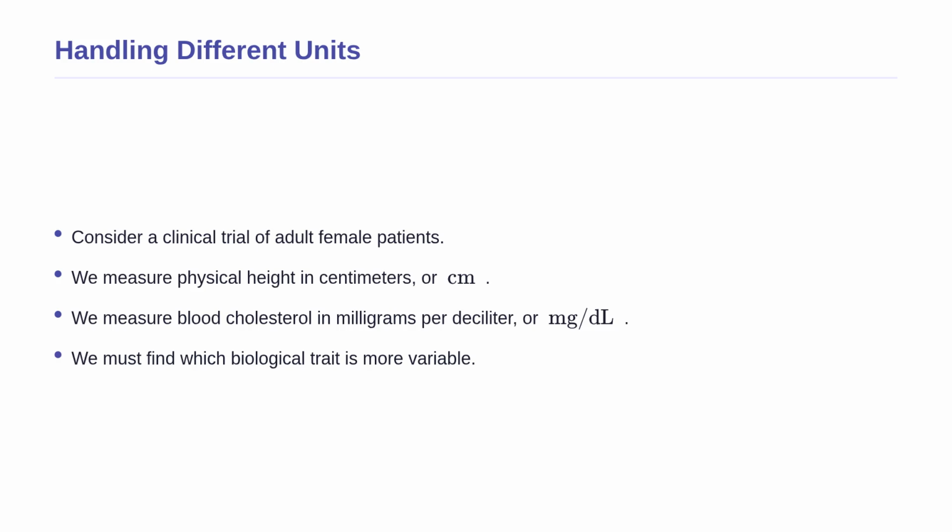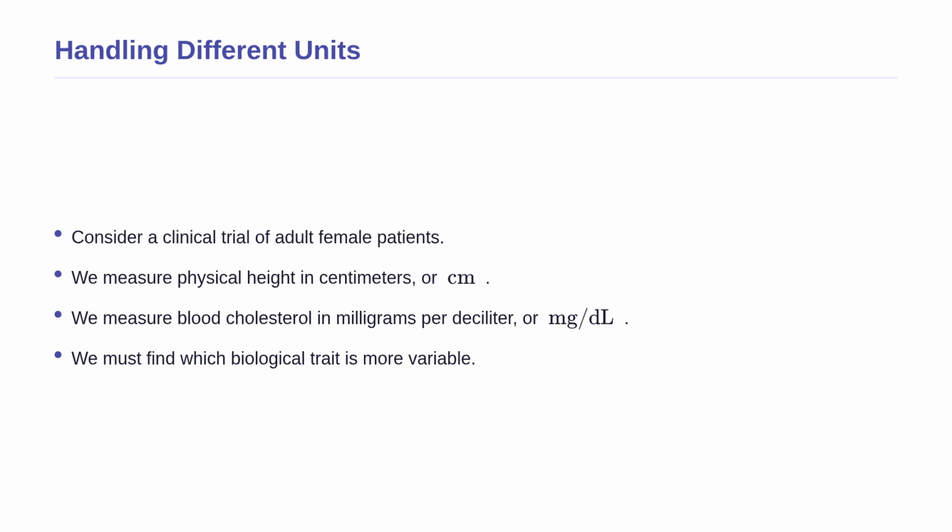This visual intuition leads us to an even more complex problem, comparing completely different units. Imagine a biostatistician analyzing a group of adult female patients in a clinical trial. She measures their physical height in centimeters and their blood cholesterol levels in milligrams per deciliter. She needs to know which biological measurement shows greater variability among these patients.